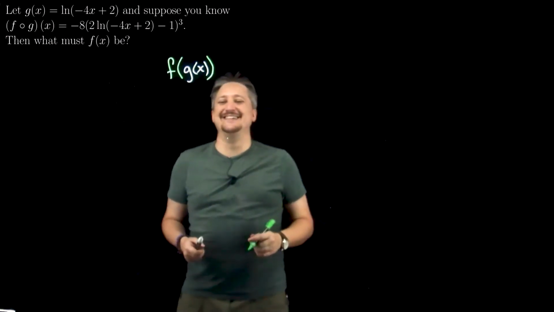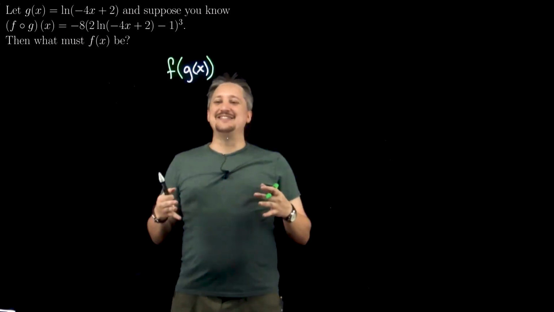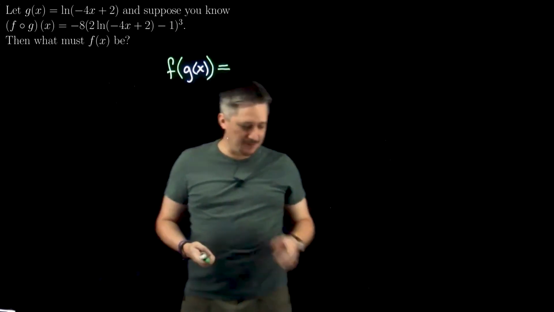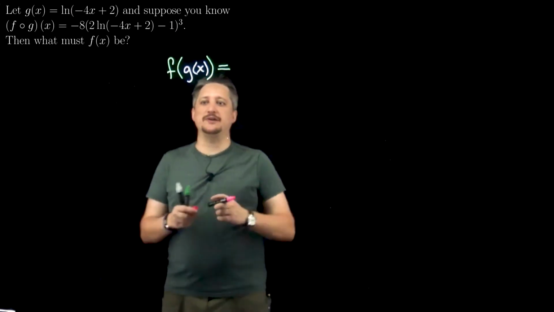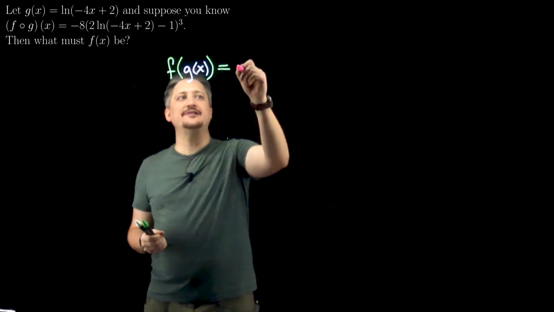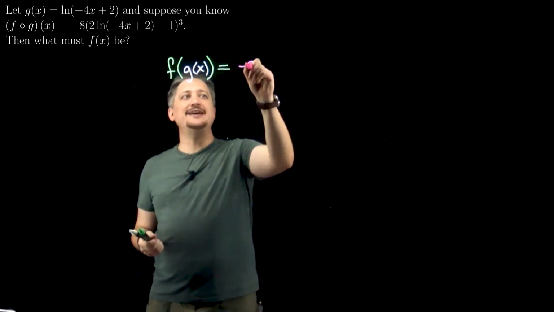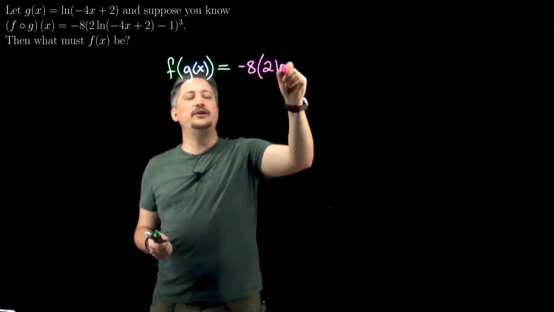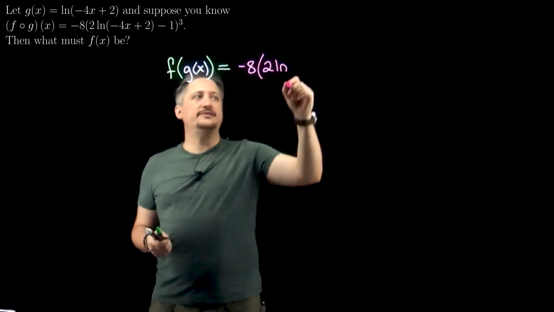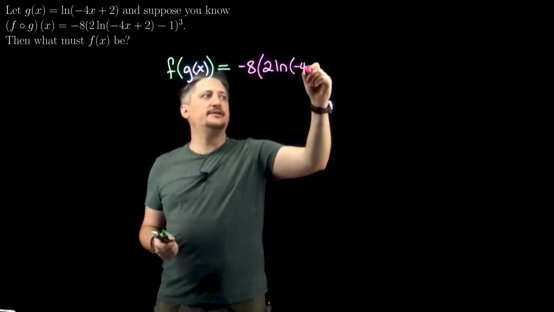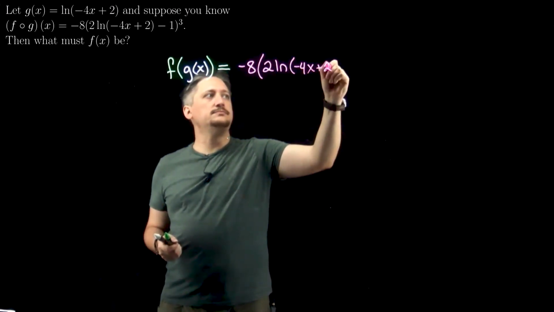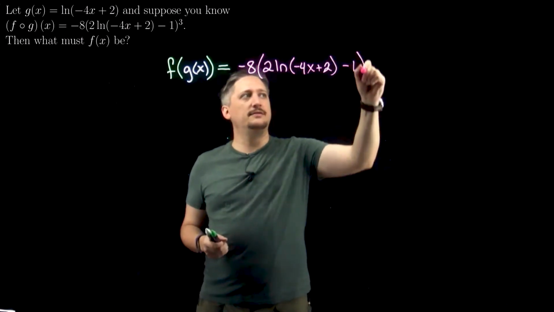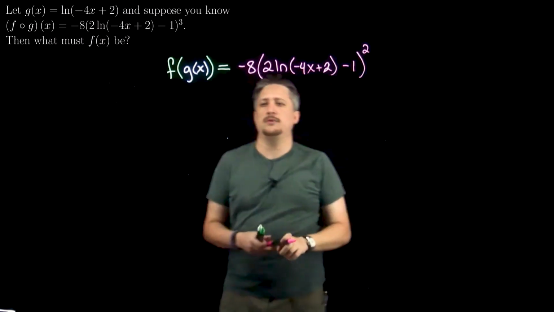All right, so I know what this is, right? It gave it to me as this thing. Now, I'm going to write it in a whole different color because this thing is a bit of a mystery. All it is, sort of what I know about it, is that it's the end result of this composition. So I know that it's 2 natural log of negative 4x plus 2, minus 1, squared. Okay.